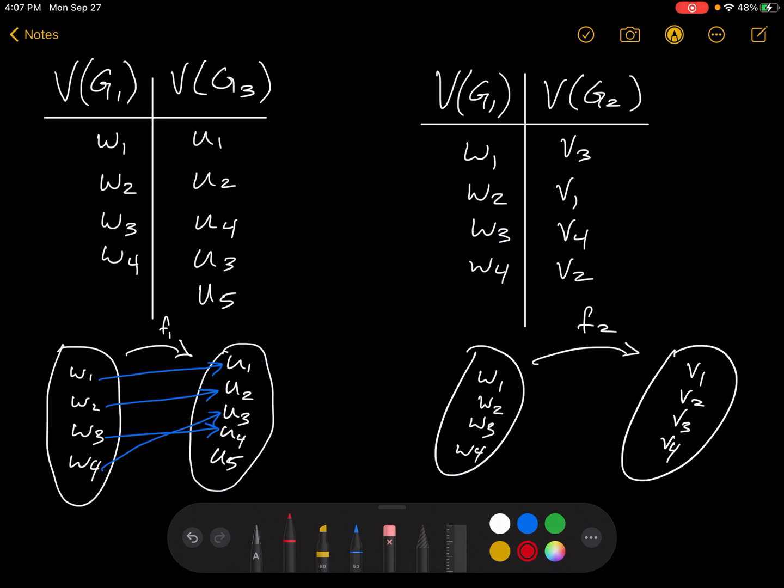So remember that the range is a set of outputs. So in red, I'll circle the range. And in green, I'll circle the target. That's just everything. So here you can see that the range does not equal the target. So f1 is not onto.